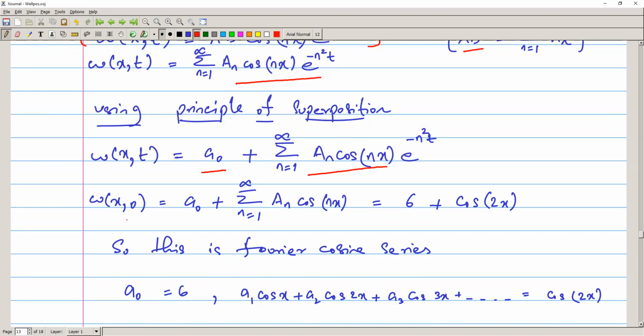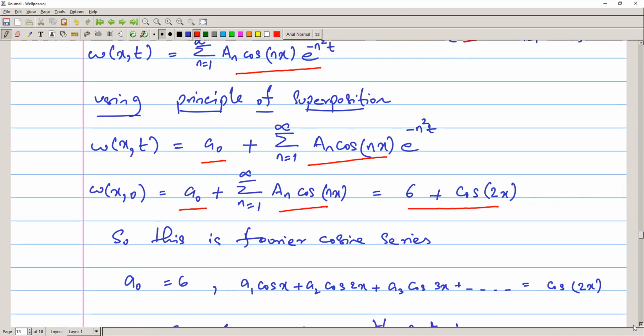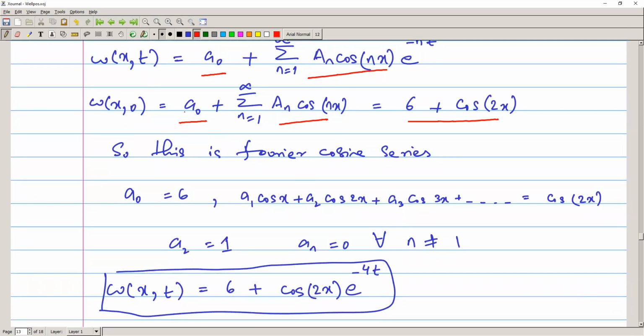And therefore w(x, 0) is equal to a naught plus this, which is equal to 6 plus cos 2x. From here we can just compare the solution. This a naught will be compared with this constant 6. Therefore we can say that a naught is equal to 6. And then this series will be a1 cos x plus a2 cos 2x plus a3 cos 3x, and so on. It will be equated with this, right? We are equating the similar terms.